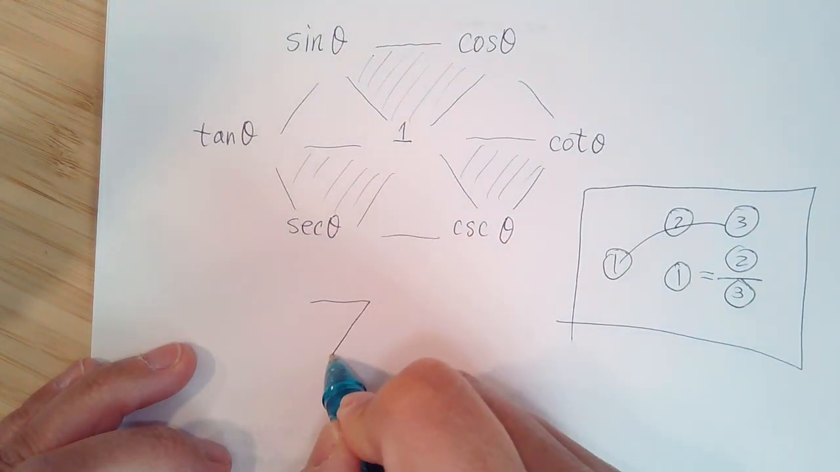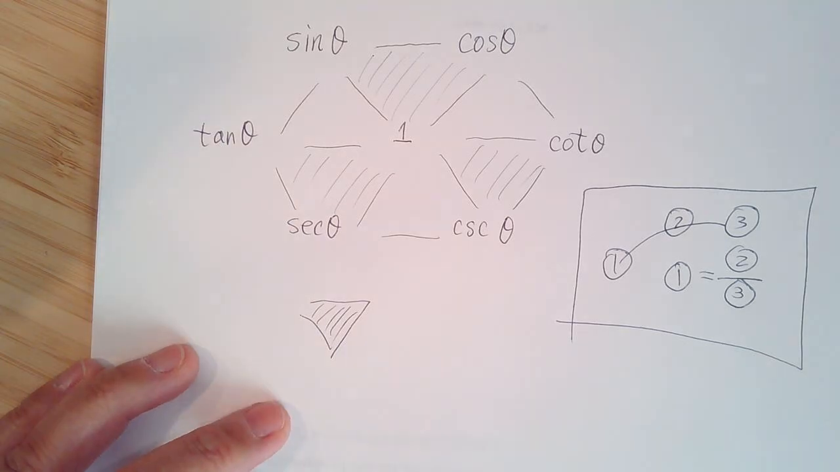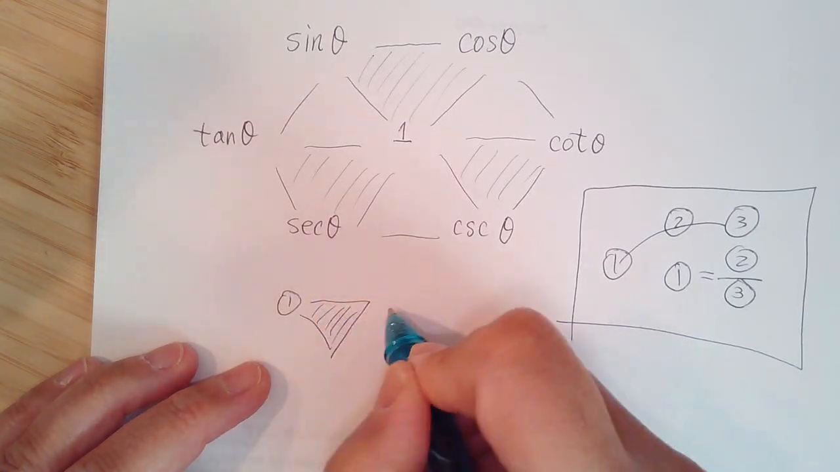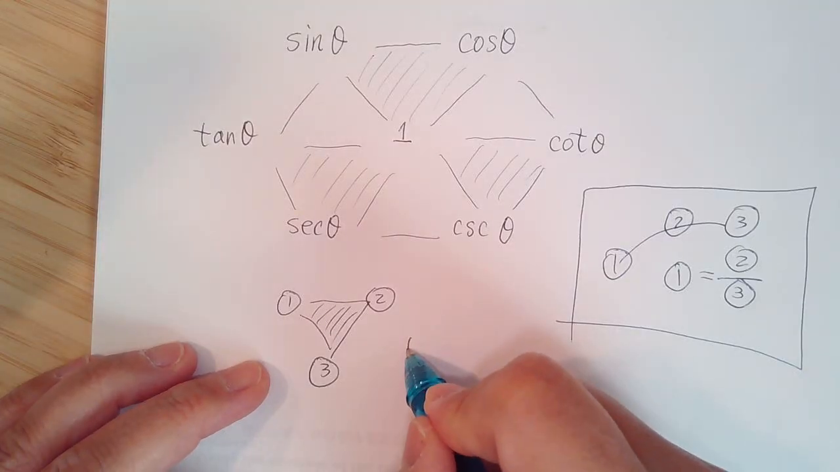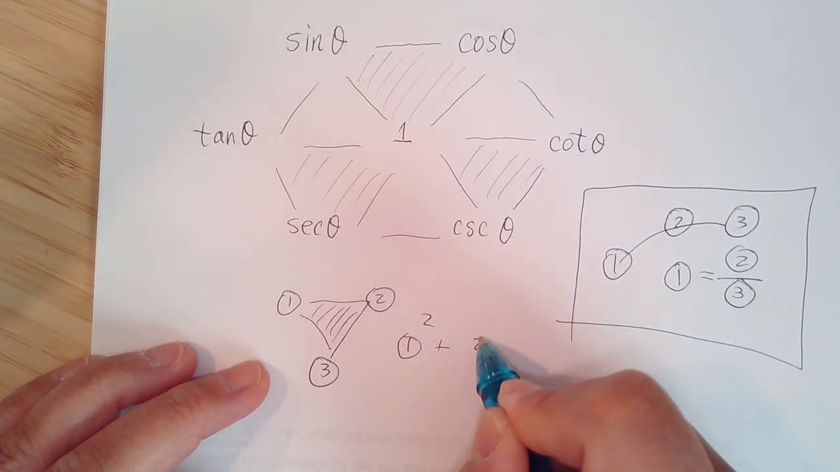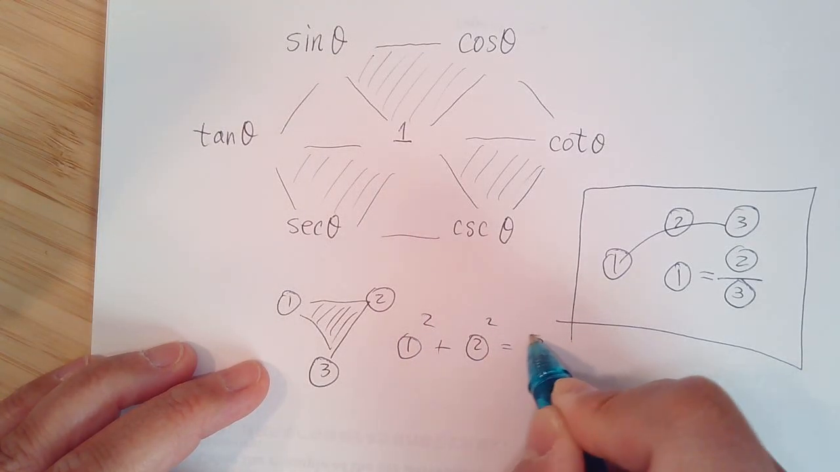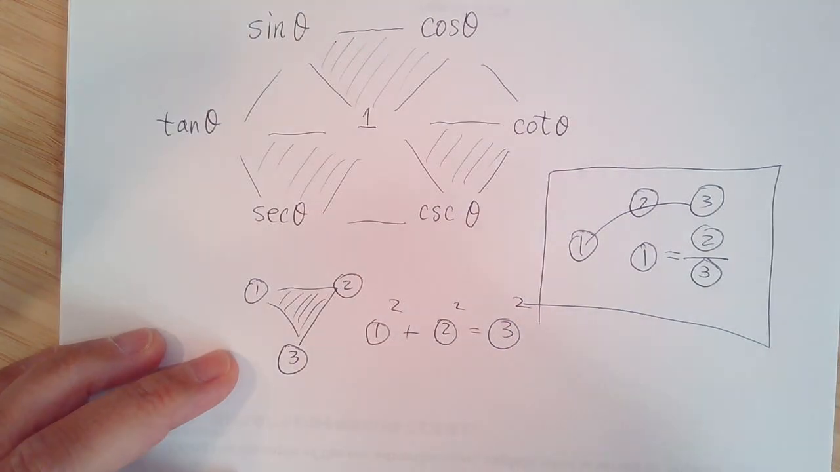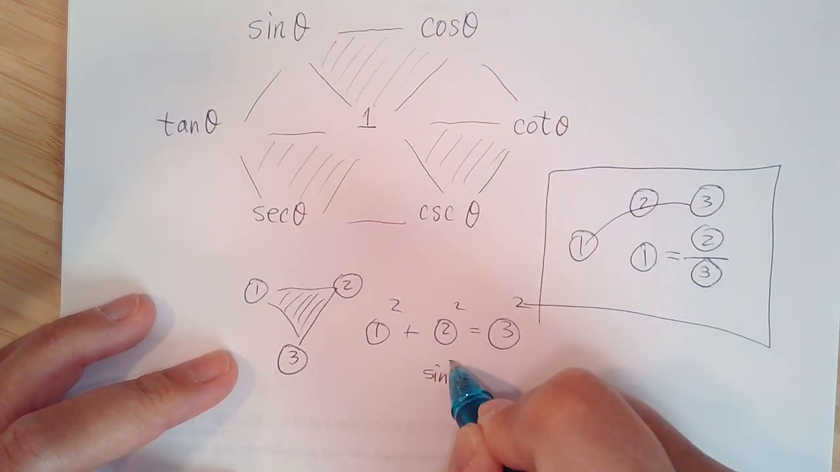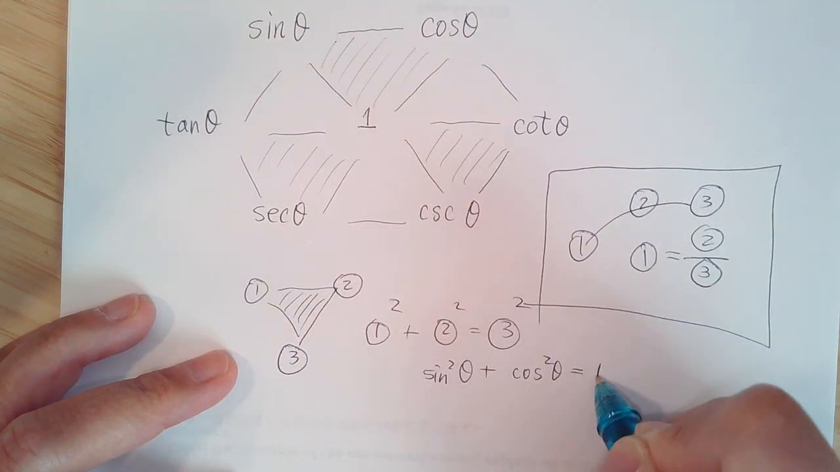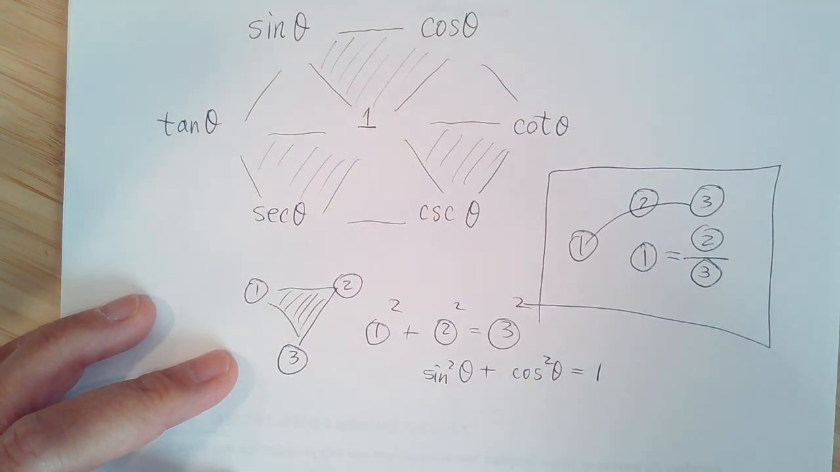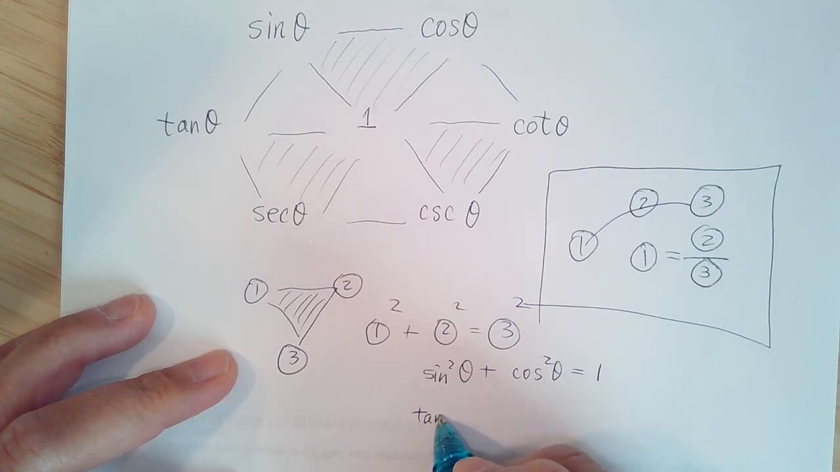What about the shaded triangle? Okay, so this is 1, this is 2, this is 3. So that gives you 1 square plus 2 square equals 3 square. Let's see, what do we have? We have sine square theta plus cosine square theta equals 1 square, which is 1. At the same time, I also get tangent square plus 1 equals secant square.